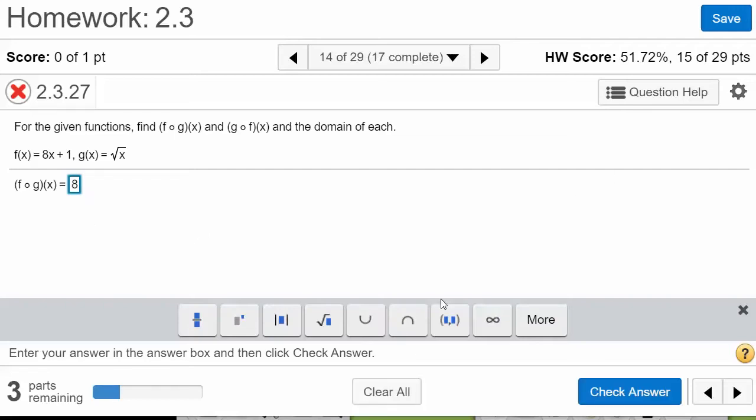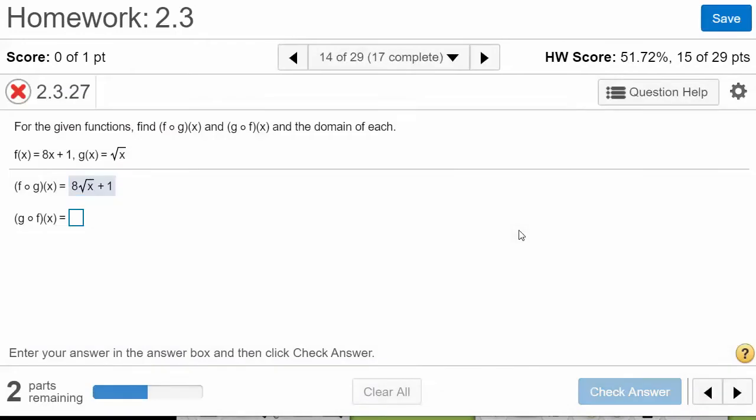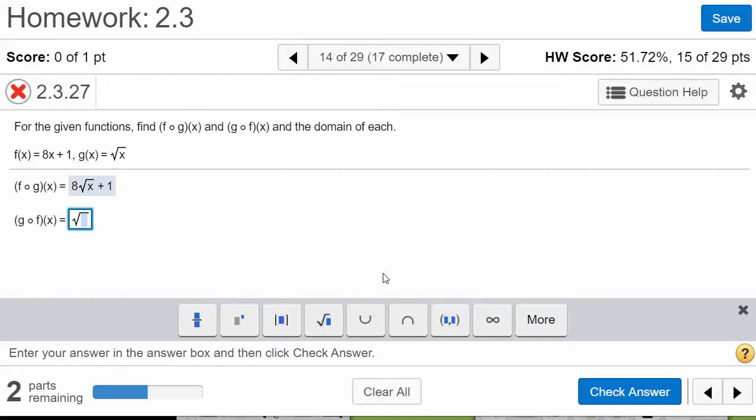So 8 square root of x. Make sure you hit that right arrow, plus 1. Okay, then the other way around, it was square root of 8x plus 1.